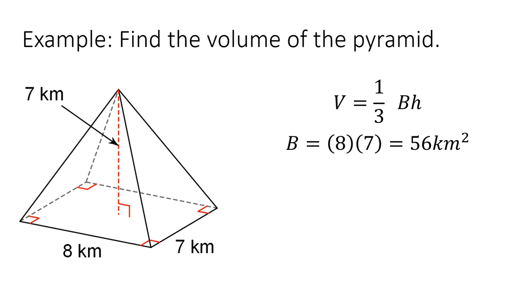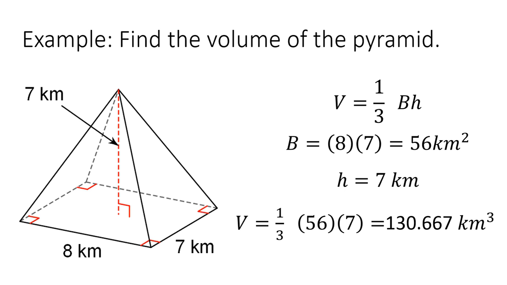And then next we need to figure out what the height of the pyramid is going to be, which will be 7 kilometers. And then we are going to substitute those numbers into the formula. So volume equals 1/3 times 56 times 7, which will give us 130.667 kilometers cubed. And recall that when you are finding volume, that your units are cubic. So you will be putting a little 3 on your units.